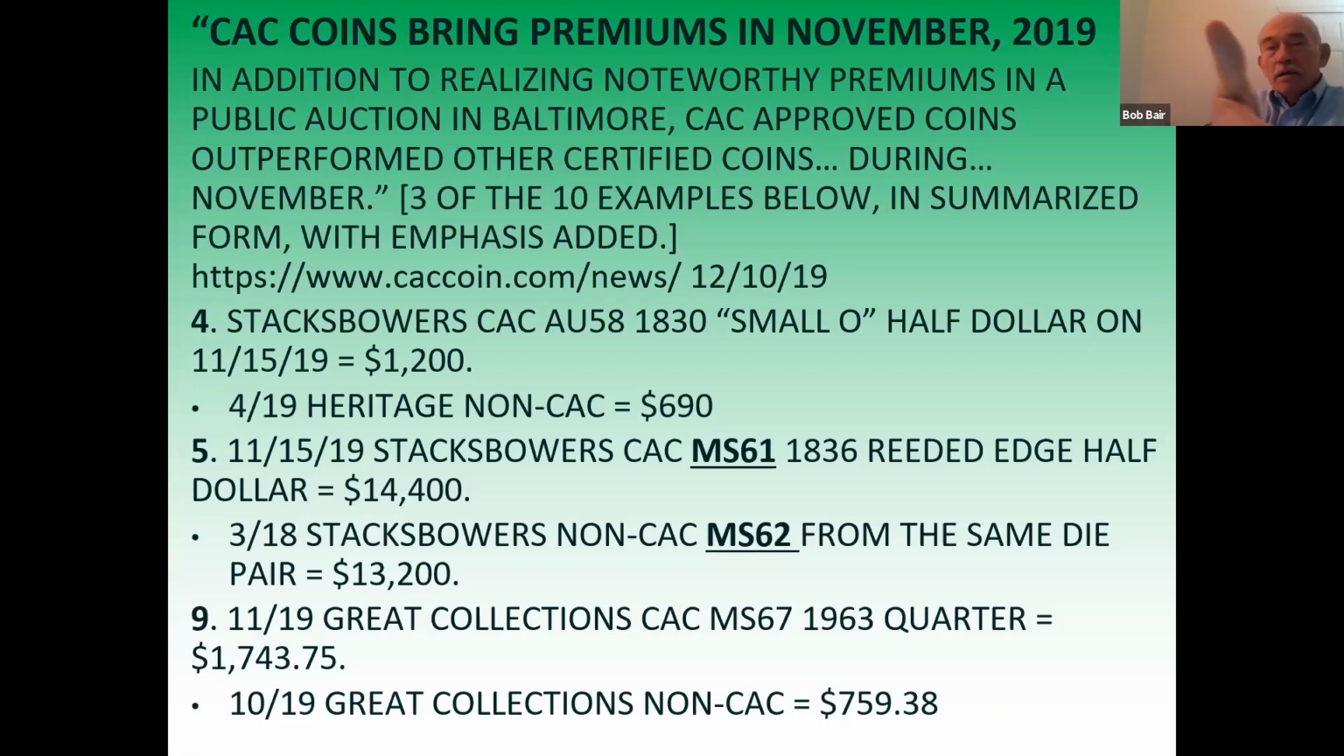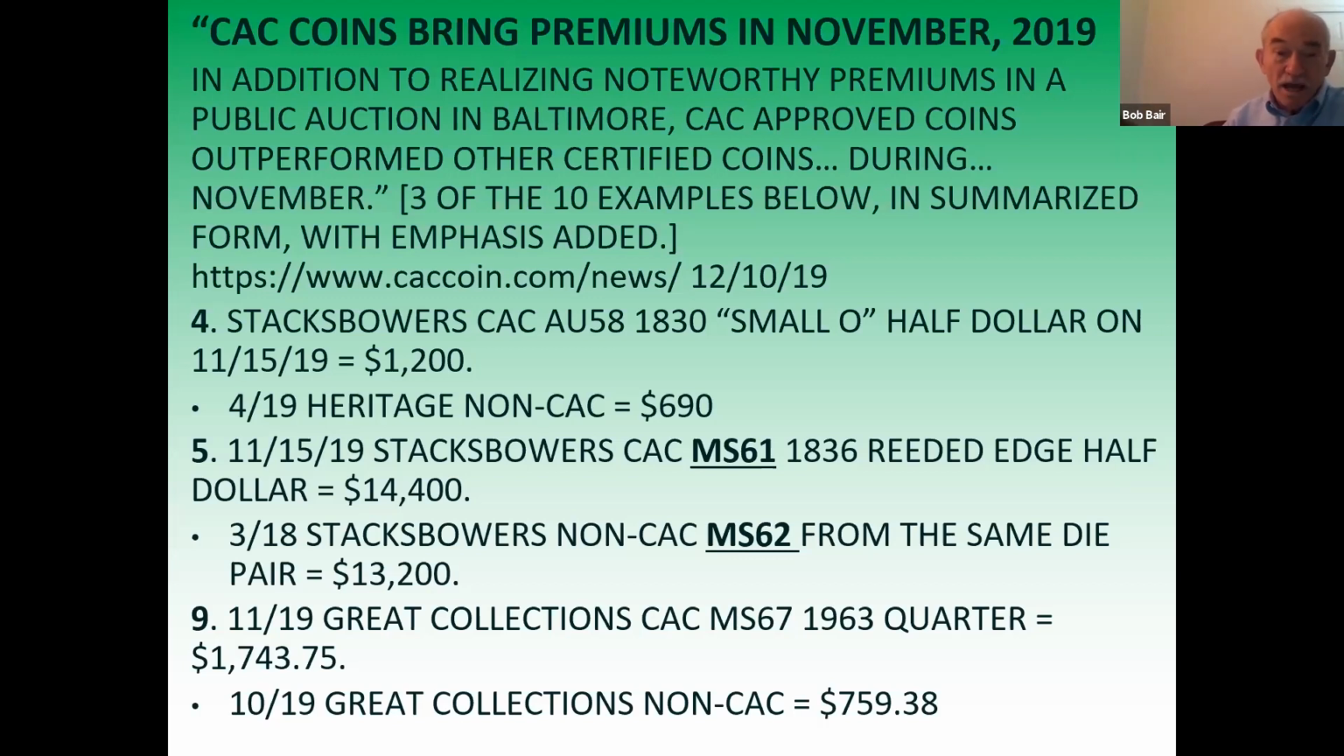Once again, I just listed 3 of 10 examples that they had that you can find on that website. Let's see, take a look at number 5. I don't want to bury you under all the detail, but in the November 15th Stacks Bowers auction, a CAC MS61, emphasized and underlined, 1836 reeded edge half dollar brought $14,400. In March of 2018, a non-CAC MS62, a point higher, from the same die pair, brought $13,200.